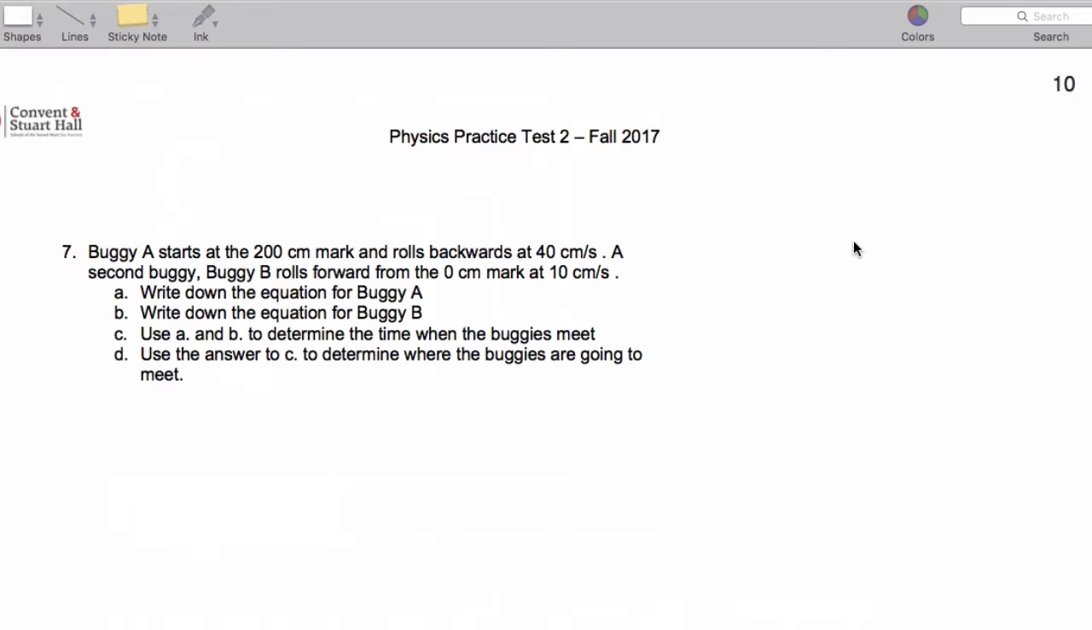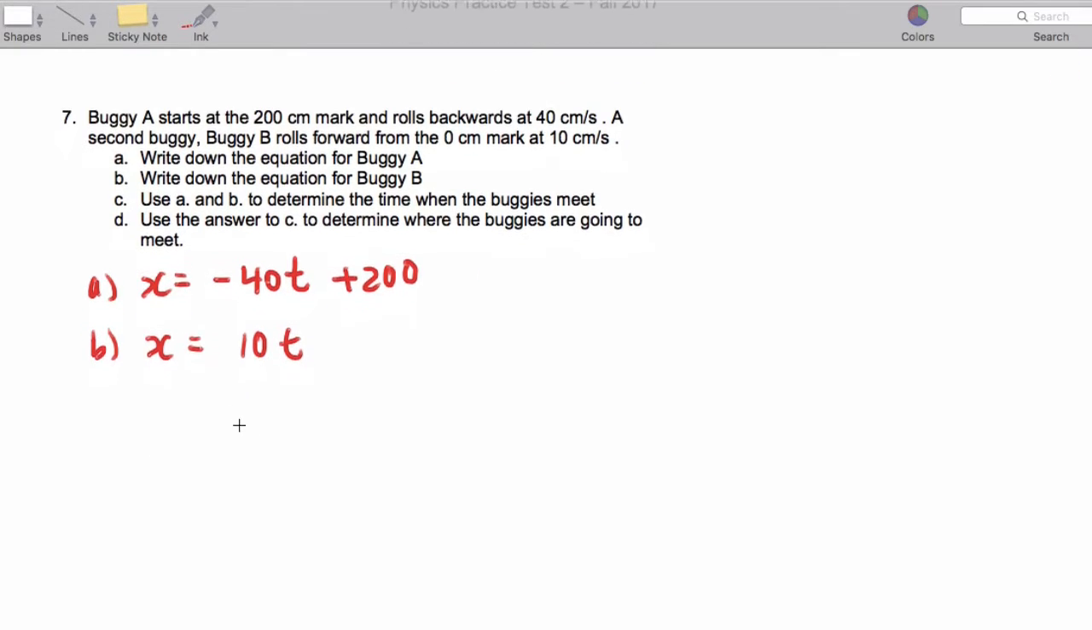For number 7, let's just go ahead and take a look at it. So we have buggy A starting at the 200 centimeter mark, rolling backwards at 40. That's buggy A. Buggy B, let's write down its equation. Interesting, its equation says that it is rolling forward at 10 centimeters per second. All right. Now we're going to determine when and where they meet again.